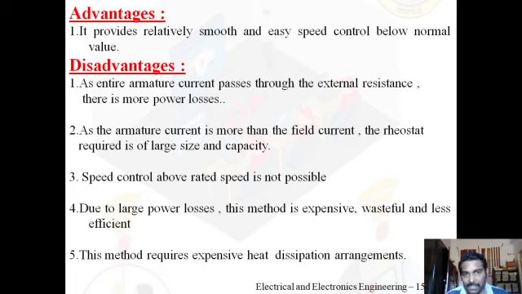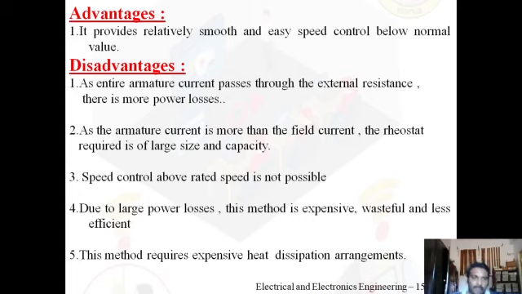What are the disadvantages? As the entire armature current passes through the external resistance, more power losses take place, because whatever resistance is included in the armature, more power is lost with respect to load. As the load increases, the current drawn by the armature, IA, increases. The same current flows through the external resistance connected in the armature. Therefore, more power is lost in the external resistance. This is one of the drawbacks.